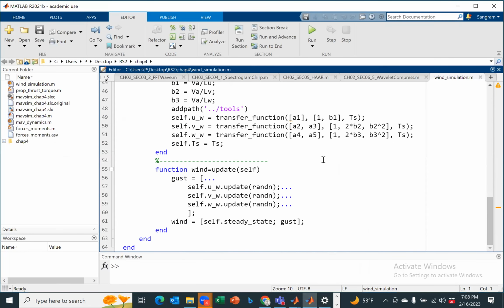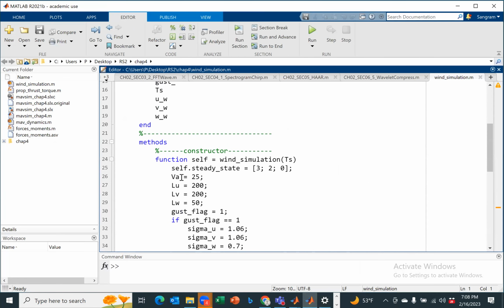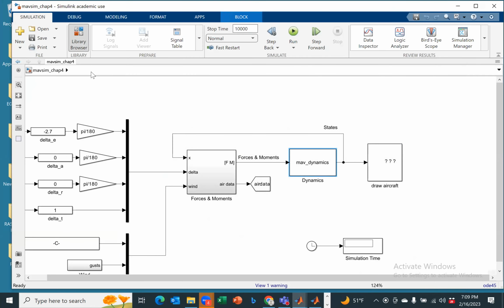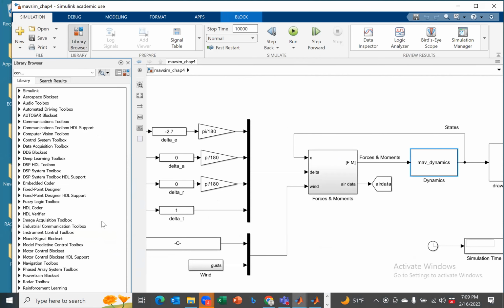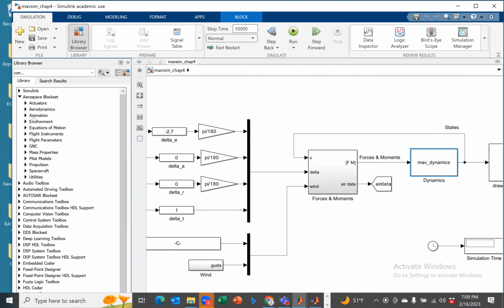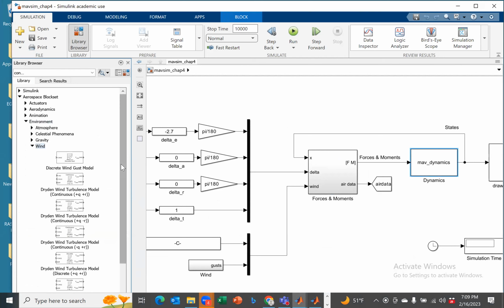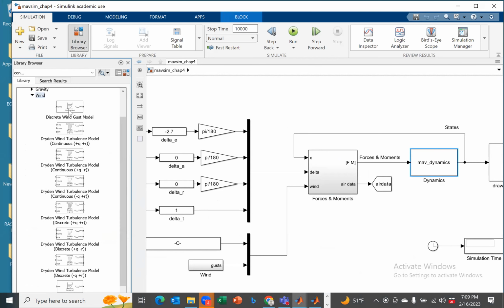So you have to specify these initial values. VA airspeed is 25, LU 200, LV 200, LW 50, and then you can add these gust factors. If you don't want to deal with it, what you can do is you can go to library browser. You can go to aerospace blockset. Then you can go to wind environment. You can go to wind model, and then you can actually get a discrete gust model and then grab it and drop it over here.